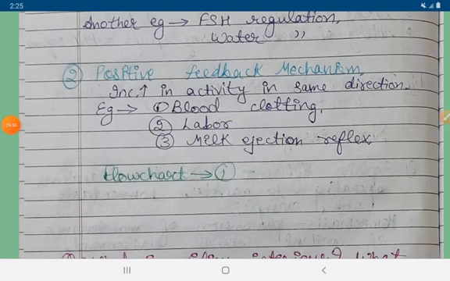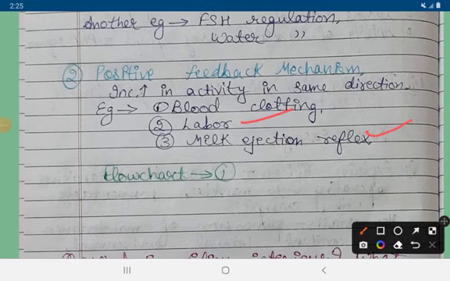And next is positive feedback mechanism. In this type of feedback, there is increase in the activity in the same direction. Examples are blood clotting, labor, milk ejection reflex.